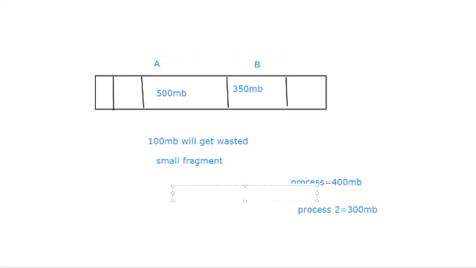Now suppose another process P3 comes, which requires 150 MB. Process P3 requires 150 MB. Now what will happen? Can I allocate process P3 to any of the blocks? Can block allocation be done or not?